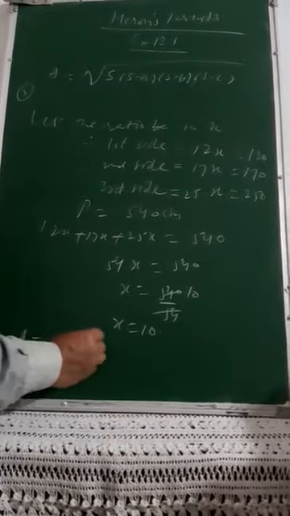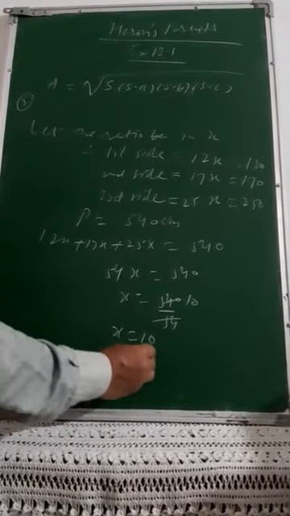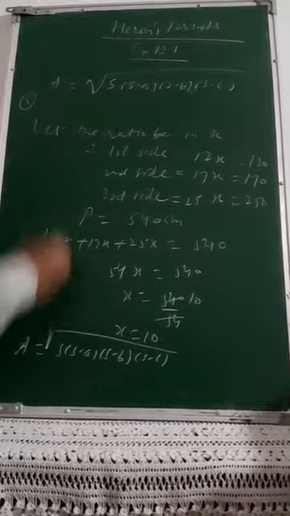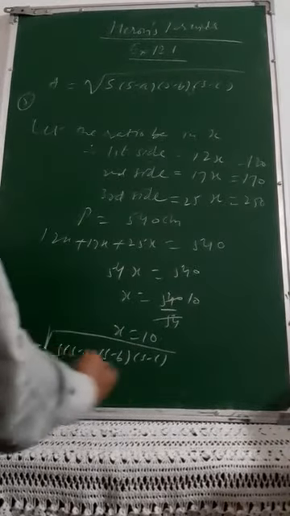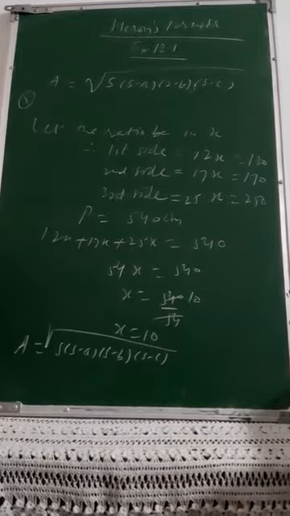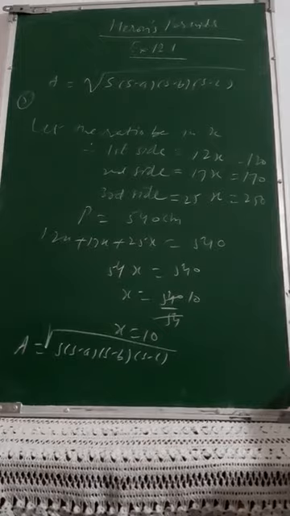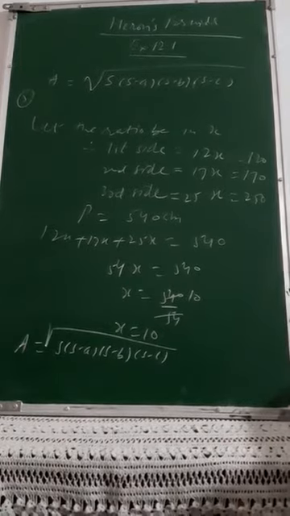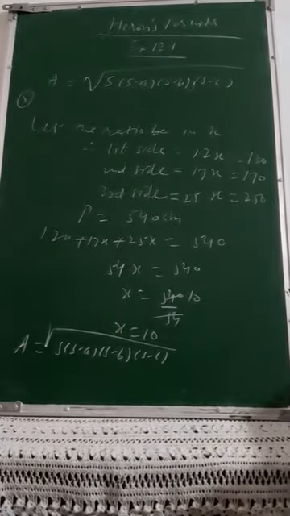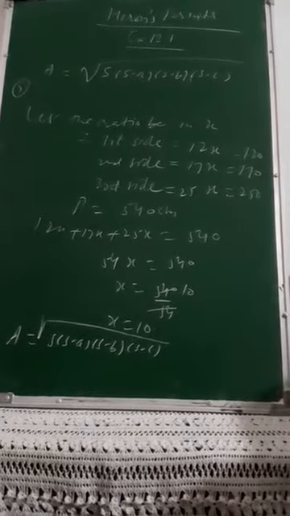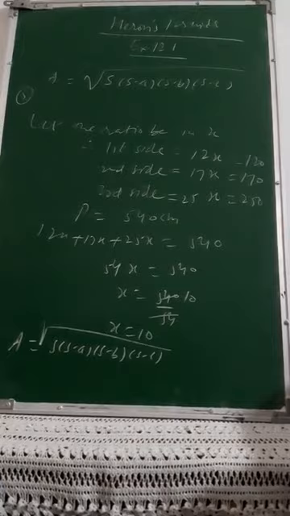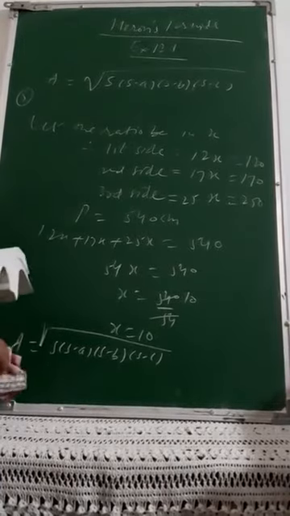S into (s minus a)(s minus b)(s minus c), whole under the root. Now find s for these three sides and keep on putting the values of a, b and c. Check your factorization and see whether you are getting the answer correctly after doing these calculations or not. If any difficulty comes anywhere or you are not getting the answer, please send a comment to me. I'll come back to you with the right solution of these problems.